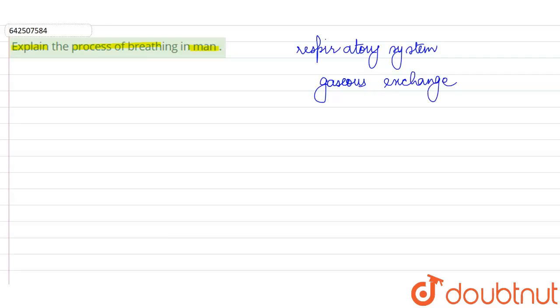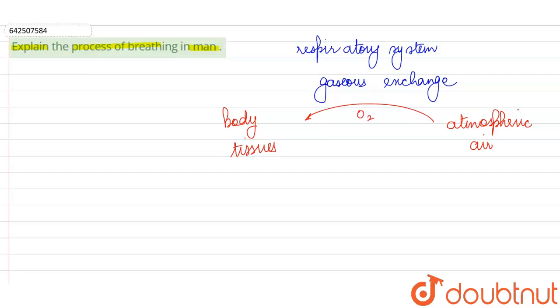Now what does gaseous exchange mean? Basically, all the cells of our body, all of our body tissues constantly require oxygen. So what our respiratory system does is, this oxygen we are going to obtain from the atmospheric air, and the carbon dioxide which is continuously accumulating in our body tissues, we are going to eliminate this, and this process is called gaseous exchange.